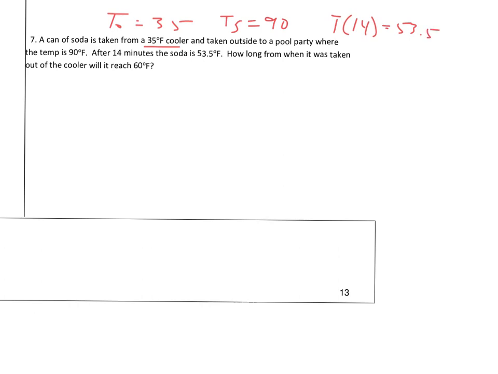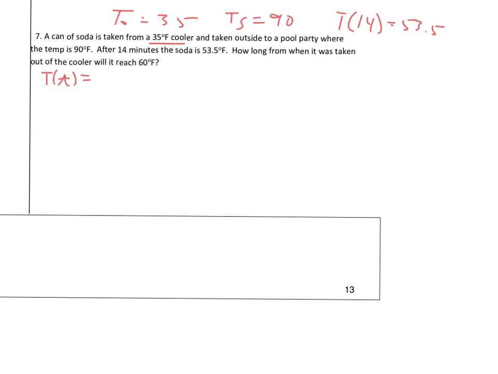Okay, so very similar to last time. I'm going to just plug in what I know here. So I'll start off by saying T of t equals, and then according to the notes, it's the temperature of the surroundings. So that's going to be 90 plus, and then in parentheses, we have the temperature of the object minus the temperature of the surroundings times e to the power of negative kt. All right, so now I'll plug in my point and I'll simplify the parentheses.